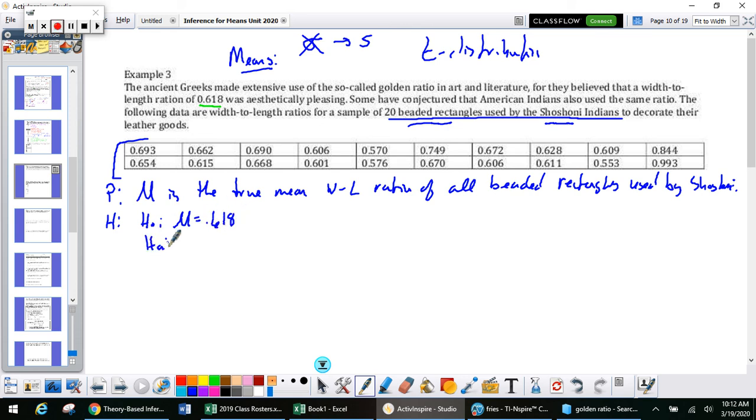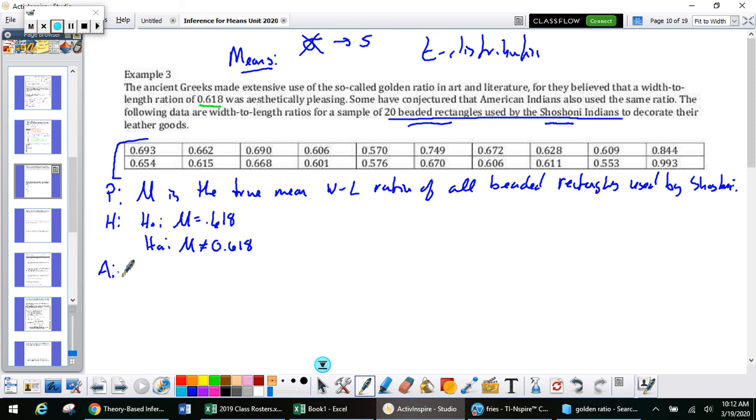And my HA is, some have conjectured they use the same ratio, and we just want to figure out, is it the same or is it not the same? So my HA would be mu does not equal 0.618. Okay, so again, we see the same value, same parameter, equal, not equal to. Now this is leading us up for a two-tailed test, right? Okay, let's go ahead and assess our conditions.